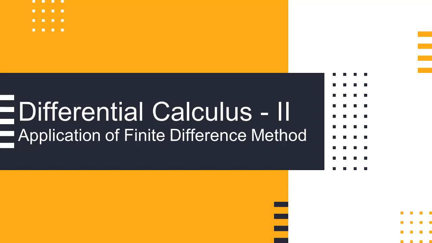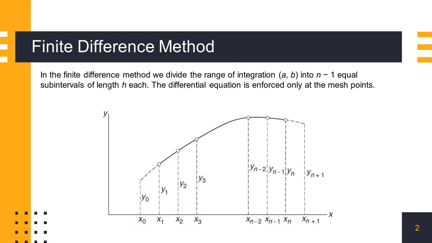In this session, we will learn how to solve second-order differential equations using finite difference method. In the finite difference method, we divide the range of integration into equal subintervals of length h each. The differential equation is then converted into algebraic equations, and solved at the mesh points, using finite difference formulas obtained from Taylor series expansion of a function.